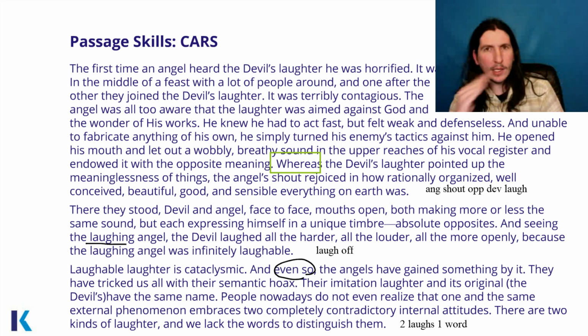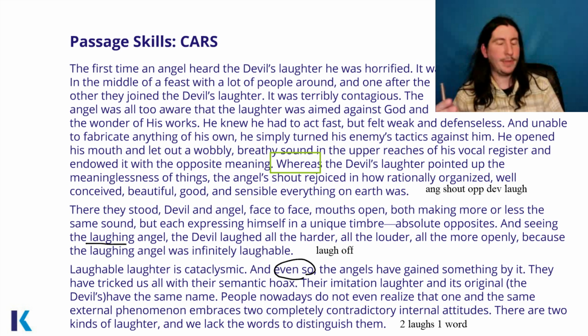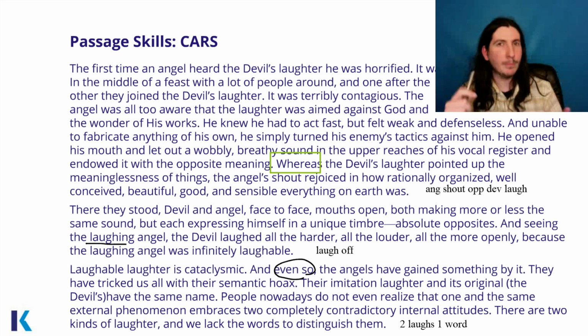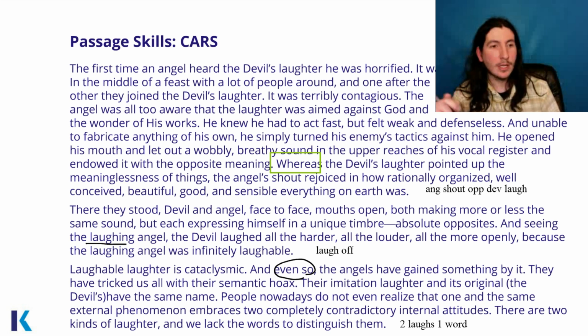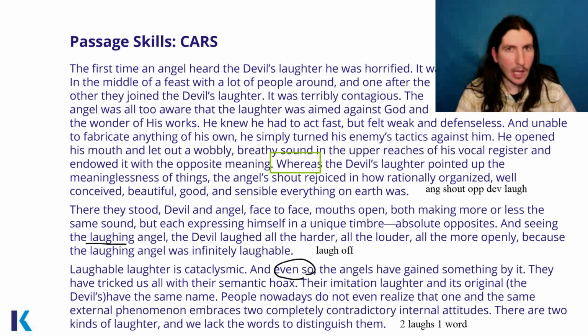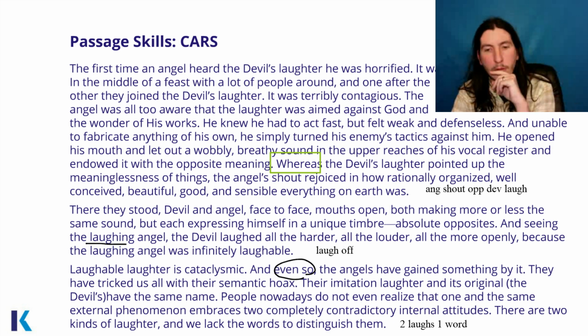So, why did the author write this passage? And no, it's not to torture you. No, it's not a theological passage. No, it's not because they hate medical pre-med students. They wrote it to convey a point. And that point is, well, we have one word for something that is actually two different things. That is the point, that the word laughter is actually multiple different things, but we just have one word for it.